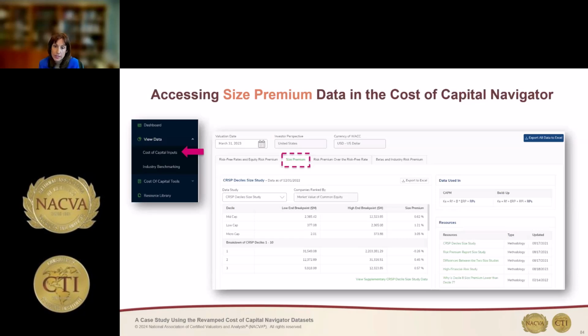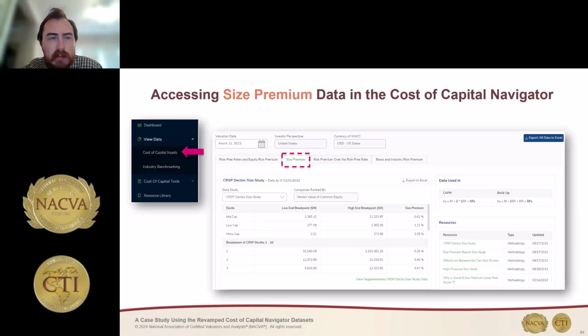Go ahead, Kevin. Yep. So what we're going to do is access the size premium, right? We've already done this with the risk-free rates, the ERP, the beta. So the last piece we need is going to be the size premium. It's accessed right through the same spot, right?